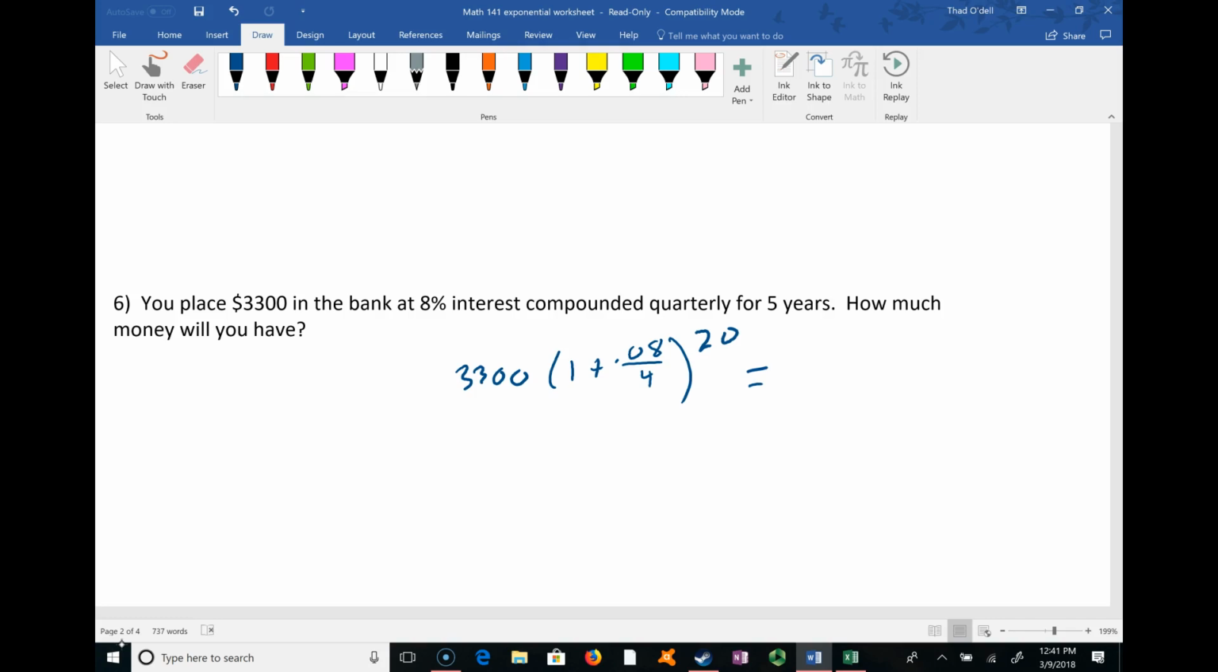So 0.08 divided by 4 is 0.02. So 1.02 raised to the 20th power. And then multiply that by 3,300. And we get $4,903.62.